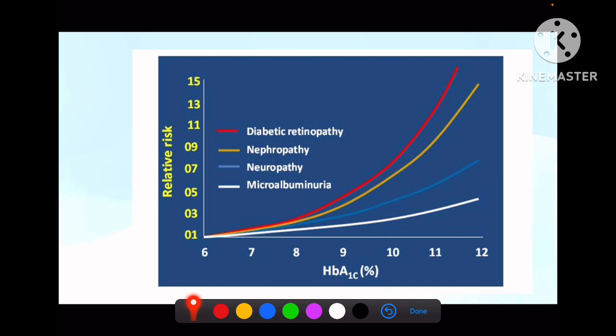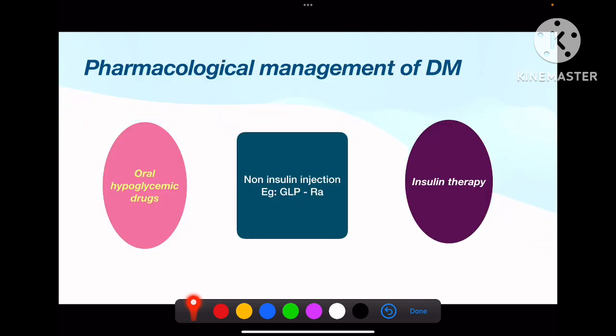That's why during our treatment plan, we have to somehow keep the patient's HbA1c at least a bit less than 8. It would be great if we can achieve 7 or less than 7, or 6.5. But if you can achieve less than 8, it will help reduce all these risk factors, right? So then I would like to discuss with you the pharmacological management of DM.